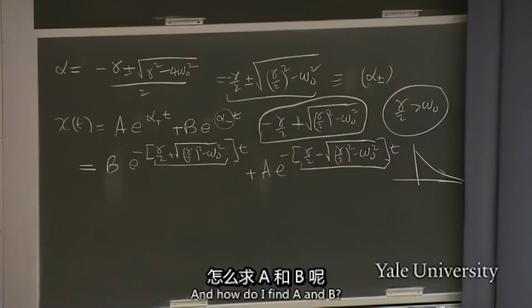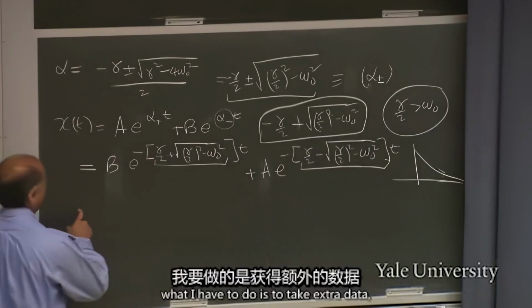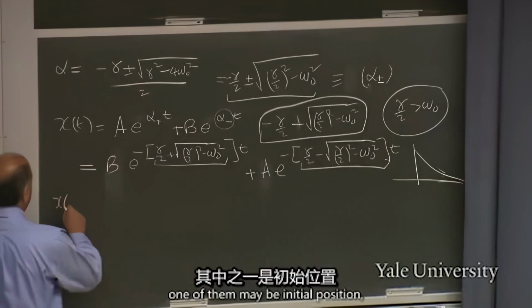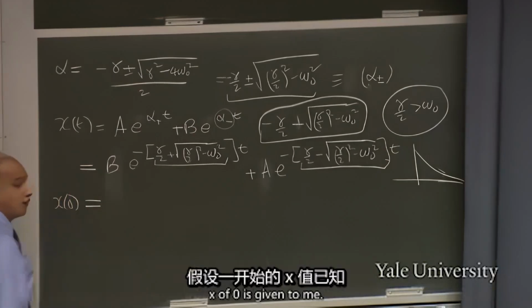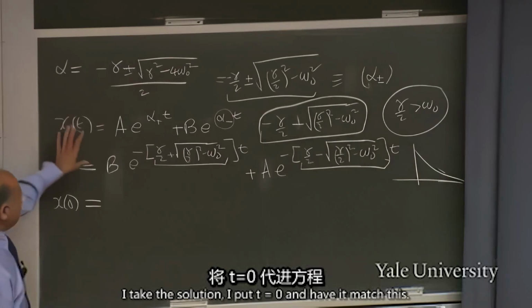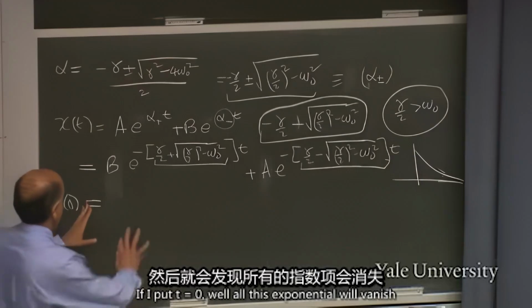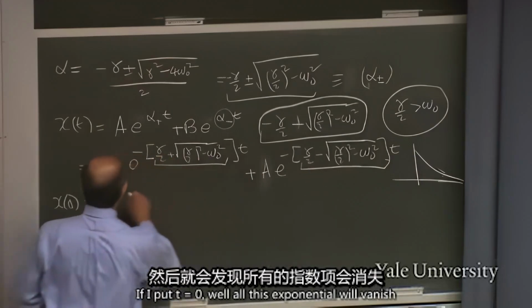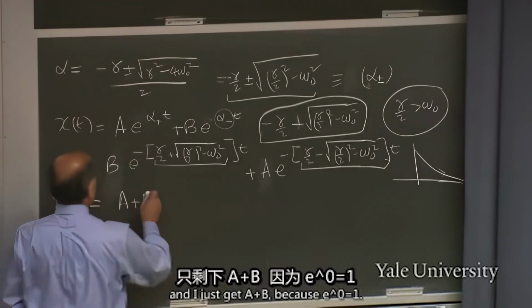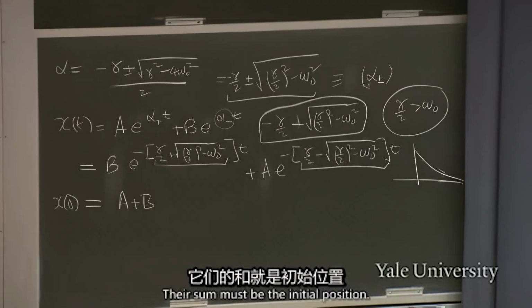And how do I find A and B? To find A and B, what I have to do is to take extra data. One of them may be the initial position, x of 0, is given to me. If x of 0 is given to me as some number, I take the solution, I put t equal to 0, and have it match this. If I put t equal to 0, all this exponential vanishes, and I just get A plus B, because e to the 0 is 1. So I already have one condition on A and B. Their sum must be the initial position.